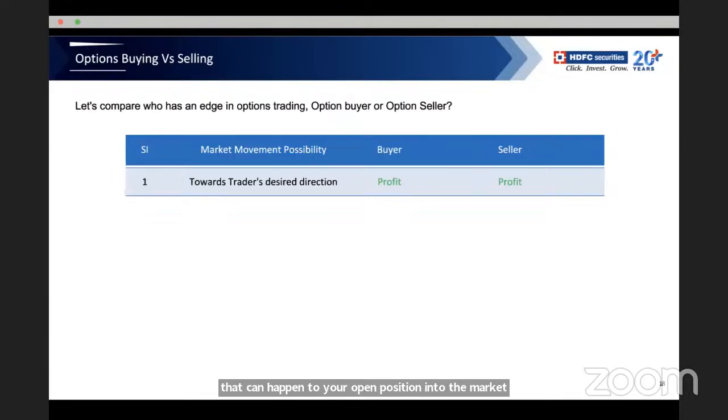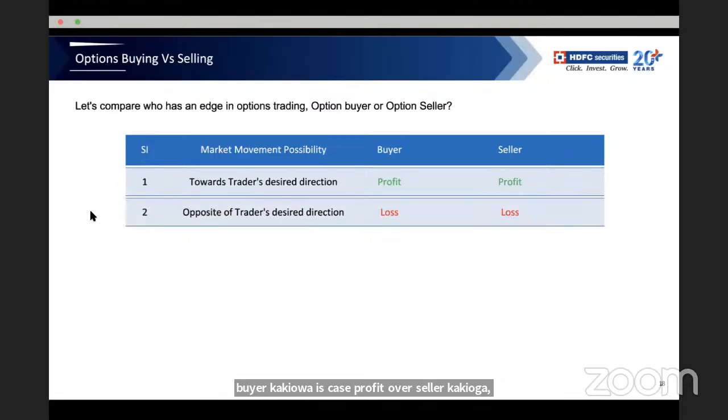So let's say there is one option buyer and one option seller, and they have created a position. In the first case, what can happen? The direction of the market goes the trader's desired way. So the expected, predicted direction of the market is the way the move came. What will happen to the buyer in this case? Profit. What will happen to the seller? Profit as well, because the view is right and the momentum comes. In the second condition, the opposite of the trader's desired direction comes. So what will happen in both cases? The buyer will have a loss, and the seller will also have a loss. Why? Because the view itself was wrong.